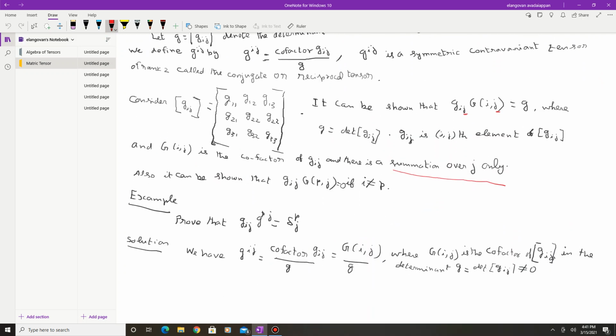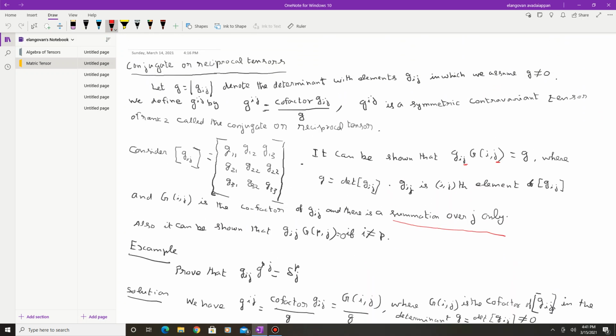Now let us discuss conjugate or reciprocal tensors. Now we are having the components of the tensor gij. This is in matrix form. gij, since it is a rank 2 tensor, is a matrix.